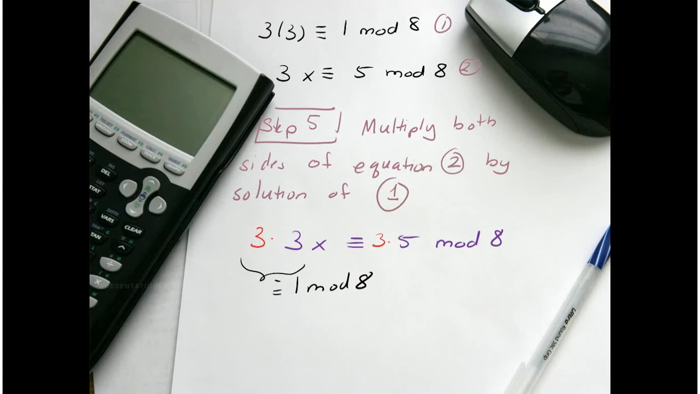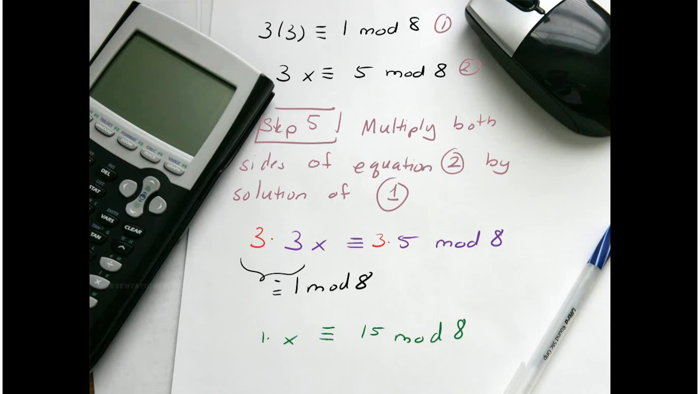Why am I doing this? Well, 3 times 3 is 1 in the world of modding 8. So I can just replace the 3 times 3 with 1. And that's why I went through this particular maneuver, because I want to change that coefficient in front of x into a 1.